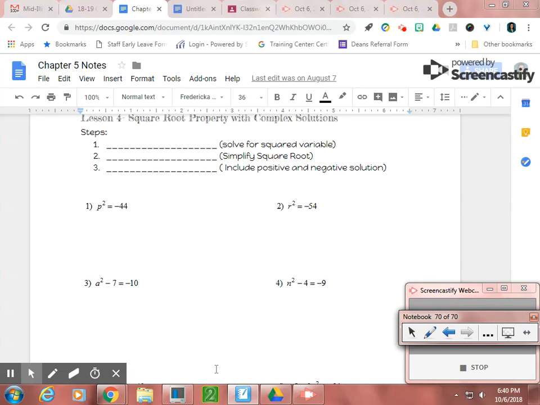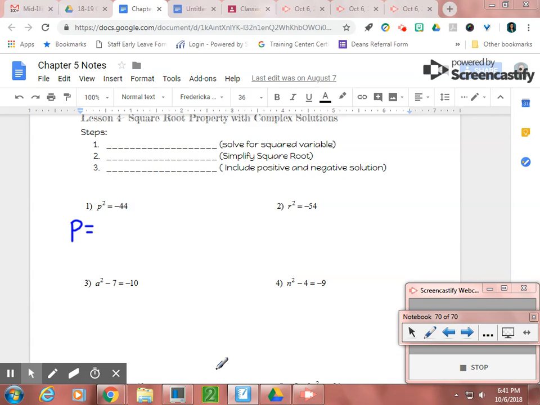The next lesson is using the square root property with complex numbers. It works pretty much the same. Here are your steps, though, that you can write in. Solve for your squared variable, simplify the square root, and include the positive and negative to that. So it's going to be the same as we did in the last chapter, except your answer is going to be imaginary in this case.